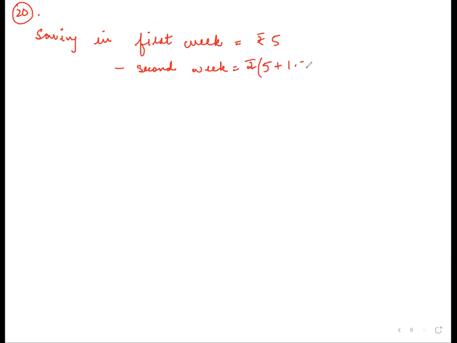So saving in the first week is how much? In the first week, it was rupees 5, right? Then the second week. There is an increment of how much? Rupees 5 plus 1.75, correct? So this will become rupees 6.75. Good, right? Then again the third.